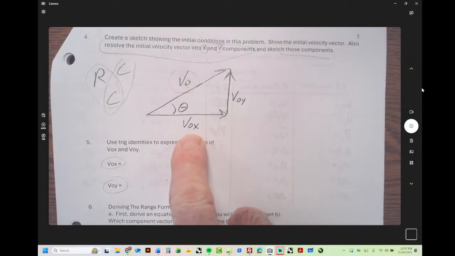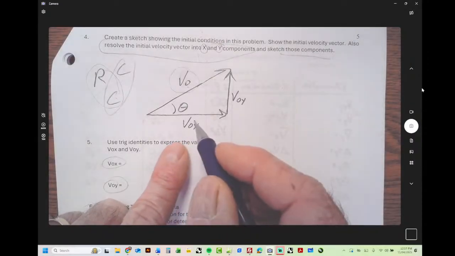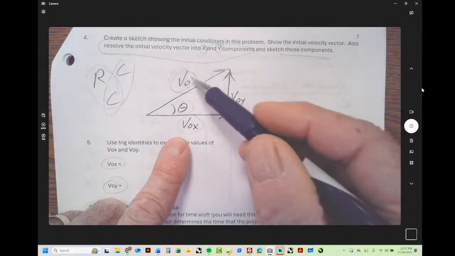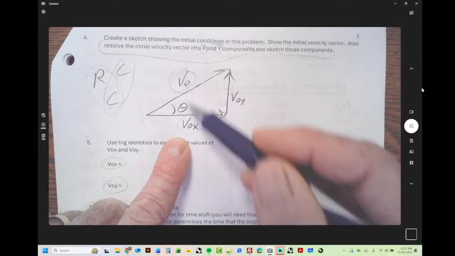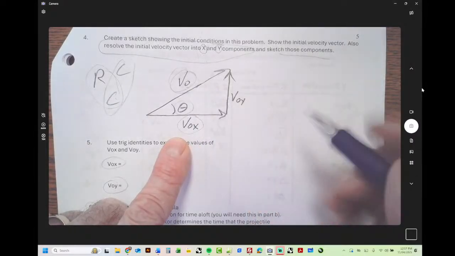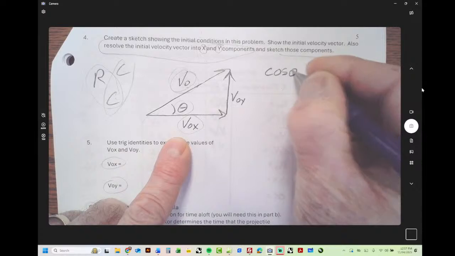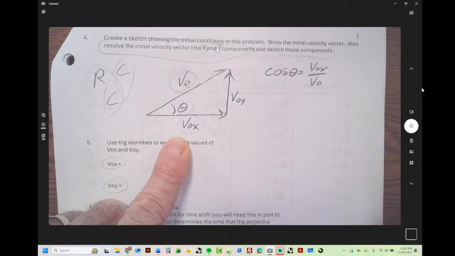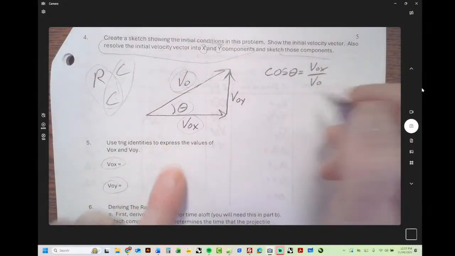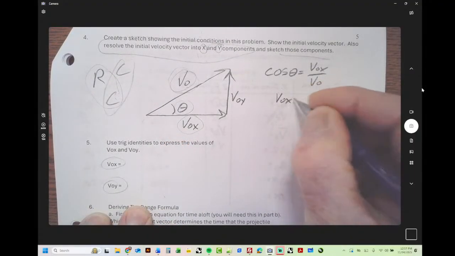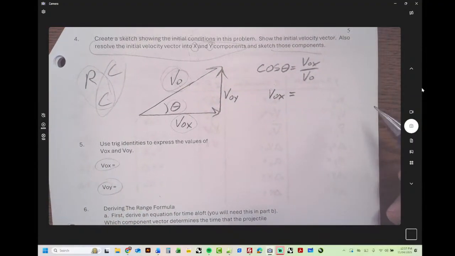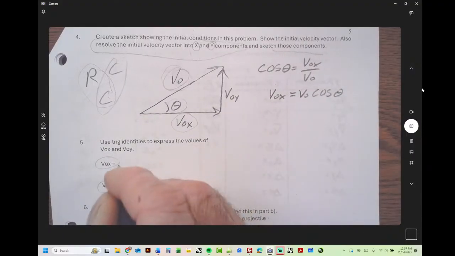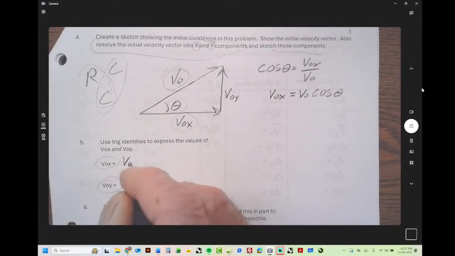So for v0x, what trig function relates v0x, theta, and v0? Sine, cosine, or tangent? Which one? Cosine. So this is the adjacent, this is the hypotenuse. So I'm going to write up here cosine of theta equals v0x over v0. Therefore, v0x equals what? Yeah, v0 cosine theta. So that's what I'm going to write here.